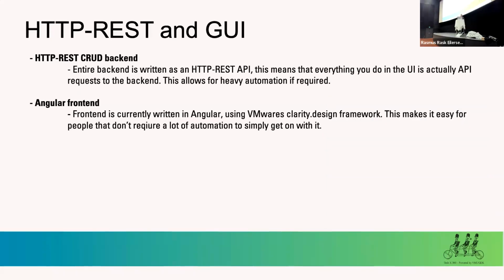So it is HTTP REST and GUI. The binary is the backend, it's HTTP REST. Everything that you can do in the GUI, you can do through HTTP REST in the backend. So I did write a JavaScript GUI based in Angular for people that just aren't comfortable working with HTTP REST and like a GUI. So again, the front end's Angular and it's running Clarity UI, which makes it look sort of like a VMware product.